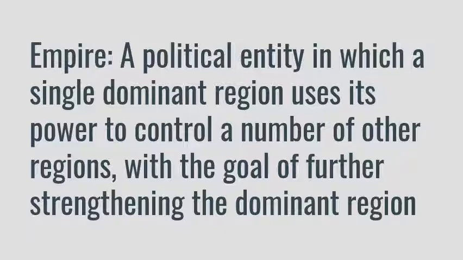Now, both colonialism and imperialism deal with what happens when a country pursues the goal of establishing, expanding, or maintaining an empire. And that leads us to the question, well, what is an empire? In this context, an empire is a political entity in which a single dominant region uses its power to control a number of other regions with the goal of further strengthening the dominant region.